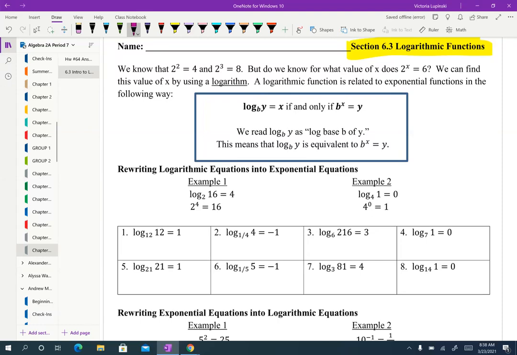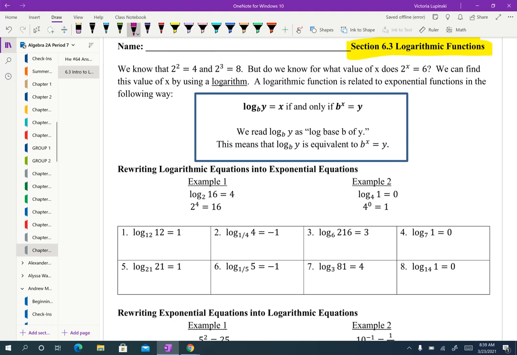All right, welcome everybody. Today we're going to talk about section 6.3, and this is all about an introduction to something called a logarithmic function, or a logarithm for short. We've been talking about exponential growth and decay for the last couple of days, and that is something that you are very likely familiar with, either from Algebra 1 or even from middle school.